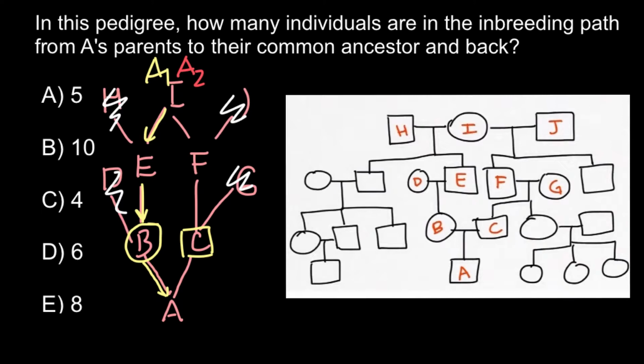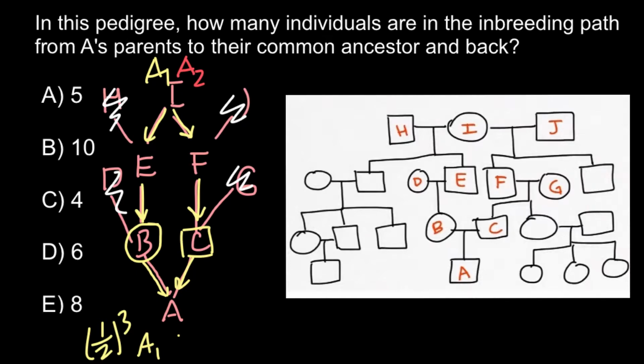So let's count: 1/2, 1/2, 1/2. So the probability would be 1/2 to the power of 3 that this individual will get the A1 allele from the mother's side. But this individual also can get the same A1 allele through the father's side, and the probability would be the same: 1/2 here, 1/2 here, 1/2 here.